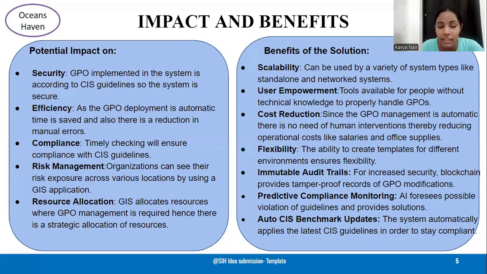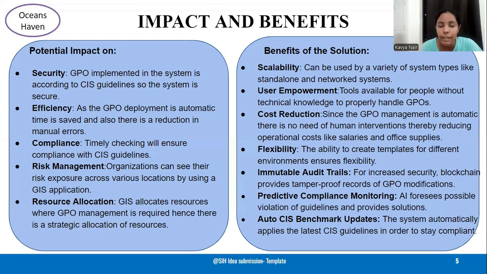Next, we have the potential impact of security. By implementing GPOs in line with CIS guidelines, we ensure that our system follows best practices for security. These policies are designed to minimize vulnerabilities and reduce the risk of attacks. Efficiency: the automated deployment of GPOs not only saves time but also significantly reduces the chances of human error. Instead of manually configuring policies, the automated system ensures consistency across all endpoints.